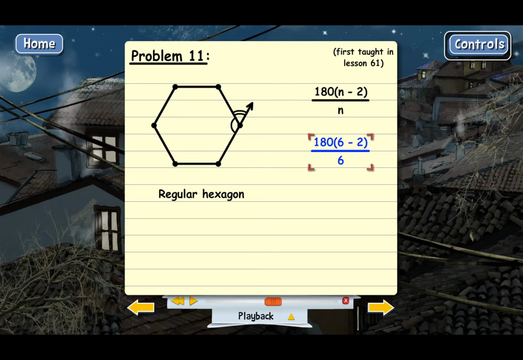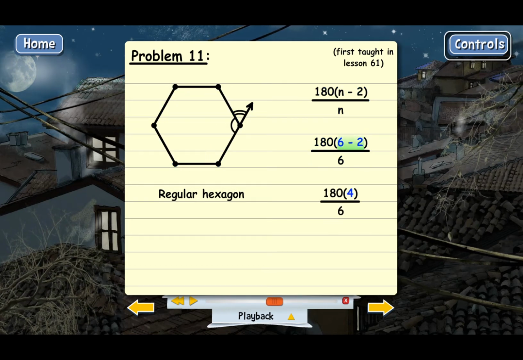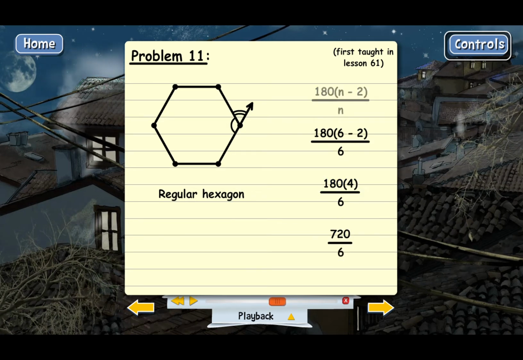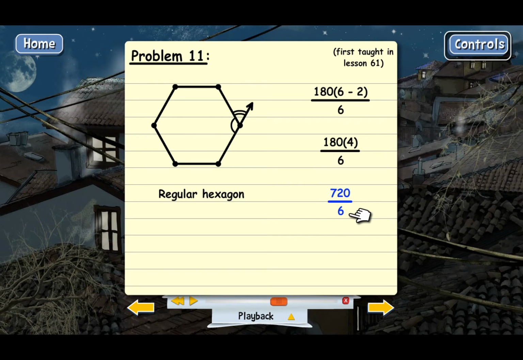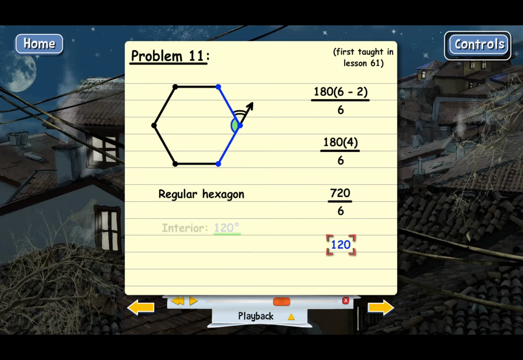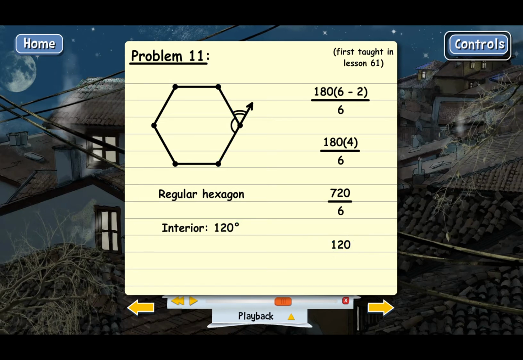But let's just go ahead and finish the calculation. 6 minus 2 is 4. And then 180 times 4 is 720. And then 720 divided by 6 is 120. So the interior angle is 120 degrees.